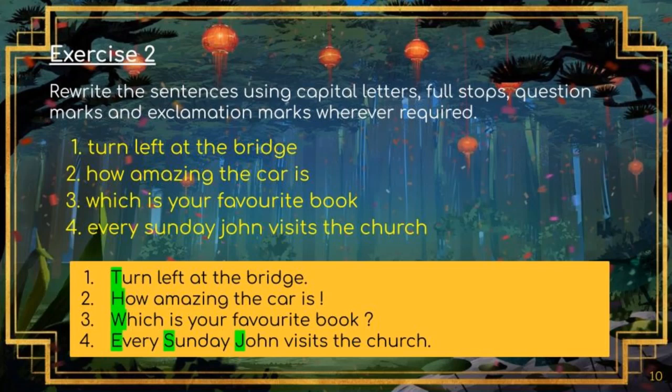Every Sunday John visits the church. Students, what we have to do now? The first letter should be in capital, and in this sentence we have used proper nouns also, that is Sunday and John, because Sunday is a particular day name and John is also a particular boy name. So already we have learned that for proper nouns also we have to write the first letter in capital. Every Sunday John visits the church. At the end of the sentence we put a full stop.